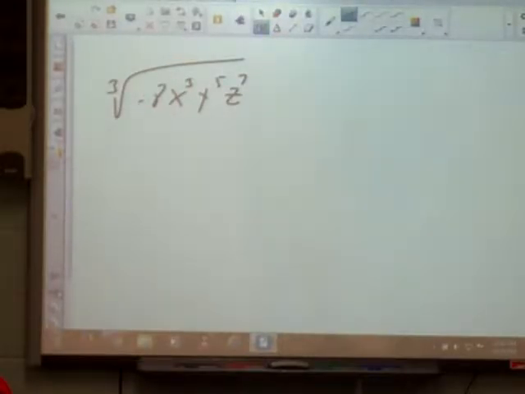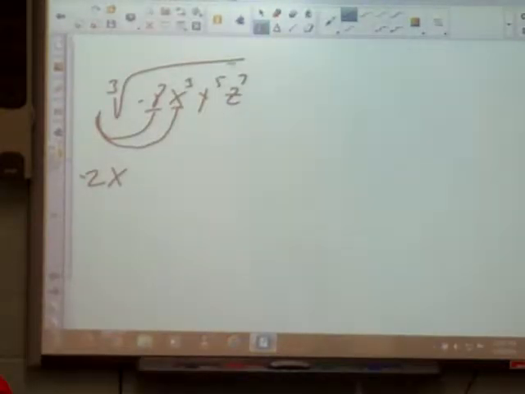Alright, so when you got a lot of stuff happening underneath there like we do, you're just going to break it down, go one thing at a time, left to right. So I'm going to take my negative 8, cube root of negative 8. 8 is a perfect cube, 2 times 2 times 2. So the cube root of negative 8 is negative 2. Negative 2 gets to come out and play. X cubed, the cube root of x cubed. Cubed and cubed cancel out. That's a perfect cube. So the x gets to come out and play.